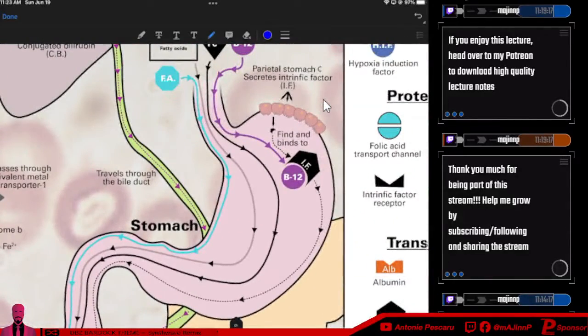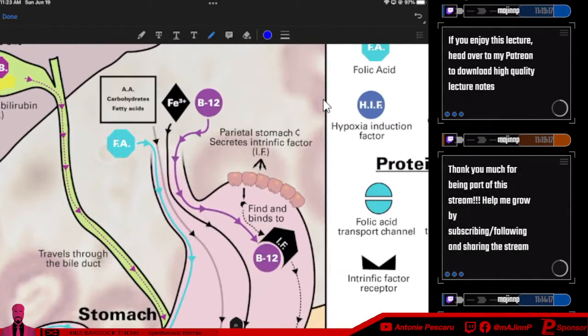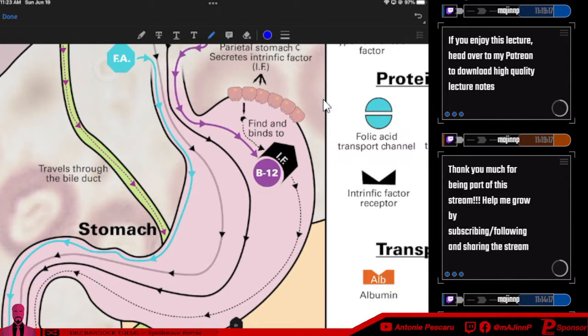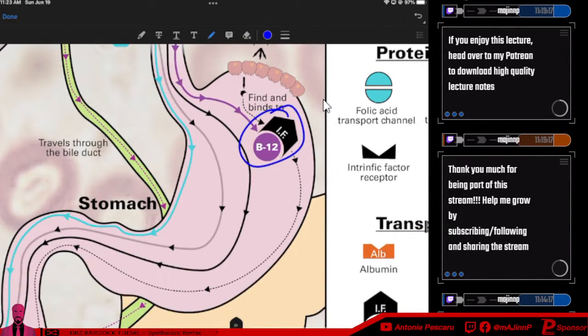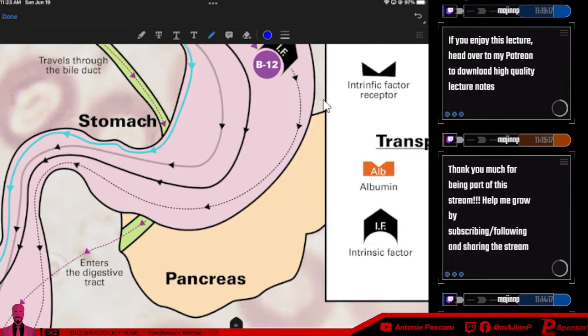Same thing for B12, if I'm not mistaken. B12, vitamin B12 needs just one thing to travel because it can't travel on its own. It needs help. And that's where these guys come in, your parietal stomach cells, which are found in the stomach right over here. They're found actually all around, but for the purpose of this presentation, they're just right over here. They secrete something called intrinsic factor. And once B12 gets inside of the stomach, it's going to bind on to the intrinsic factor, creating this complex, making it able to travel.